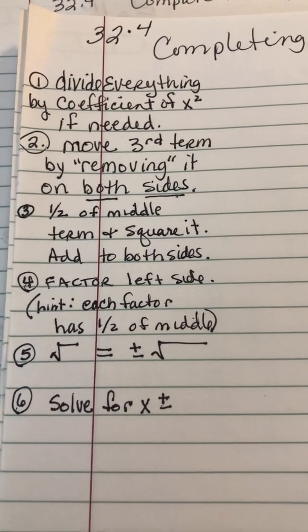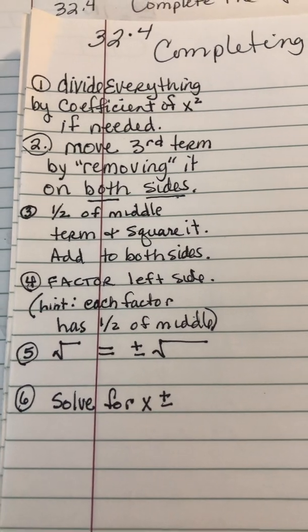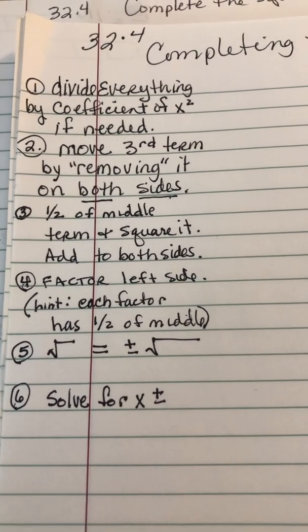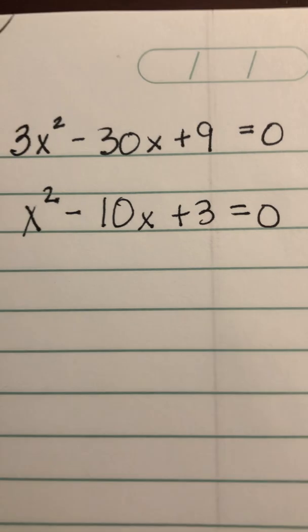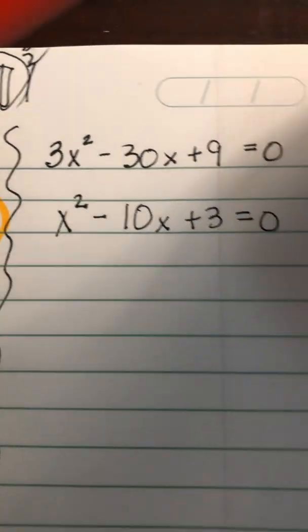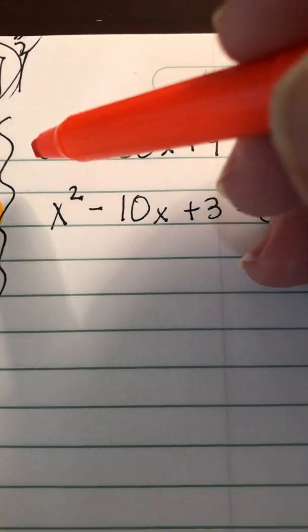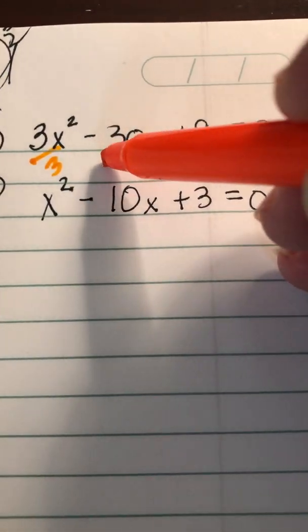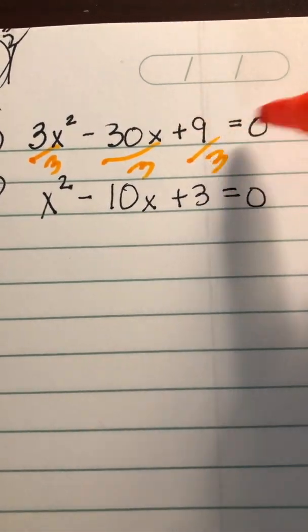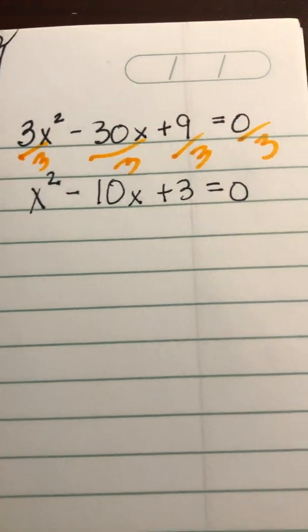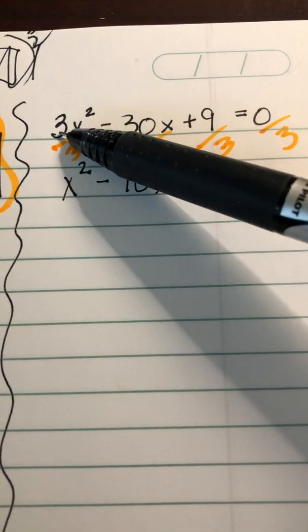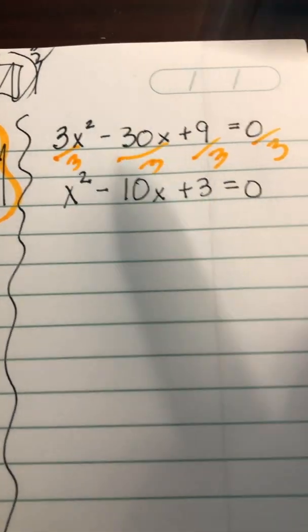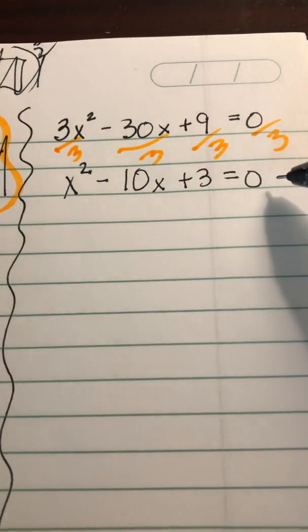Number 1 is, if needed, divide everything by the coefficient of x squared. So if the first term has anything other than a 1, you need to divide everything by that number on both sides of the equal sign. So I would divide by 3 here, and here, and here, and here. Everything gets divided by 3 so that the coefficient of x squared will be a 1. And when you do that, this is what you end up with right here.